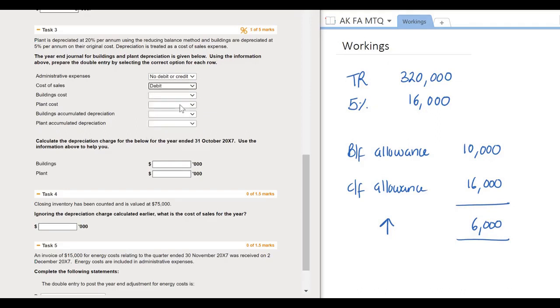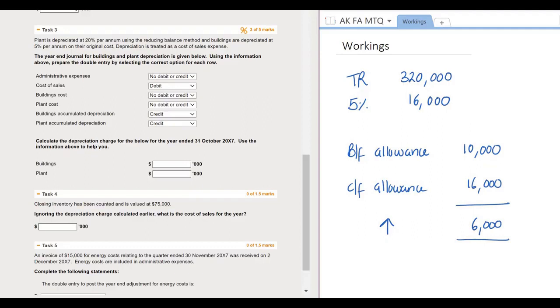So to cost of sales, we would debit. There is no implication to the cost account for both buildings or the plant because remember, accumulated depreciation is a separate entry. Therefore, to accumulated depreciation for both buildings and the plant, we're going to be crediting. We've still got some calculations to think about for this part of the question, so let's think about a working that we might produce.